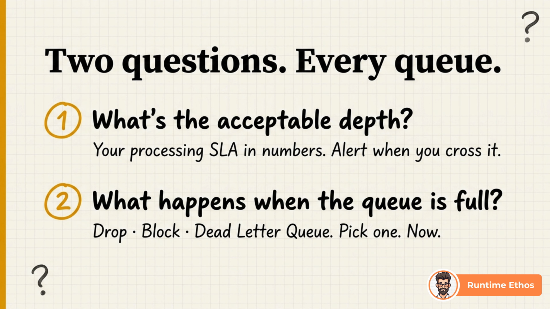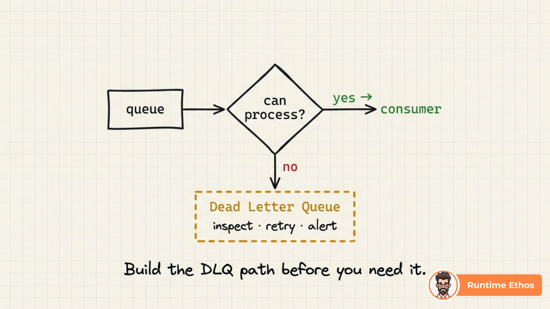Two, what happens when the queue is full? Drop, block, dead letter queue. All three are valid, but making no choice means the answer gets decided for you at the worst possible moment. A dead letter queue is where messages go when they can't be processed. Without one, failed messages either disappear or block the queue indefinitely. If you're building queues today, build the DLQ path into the design.